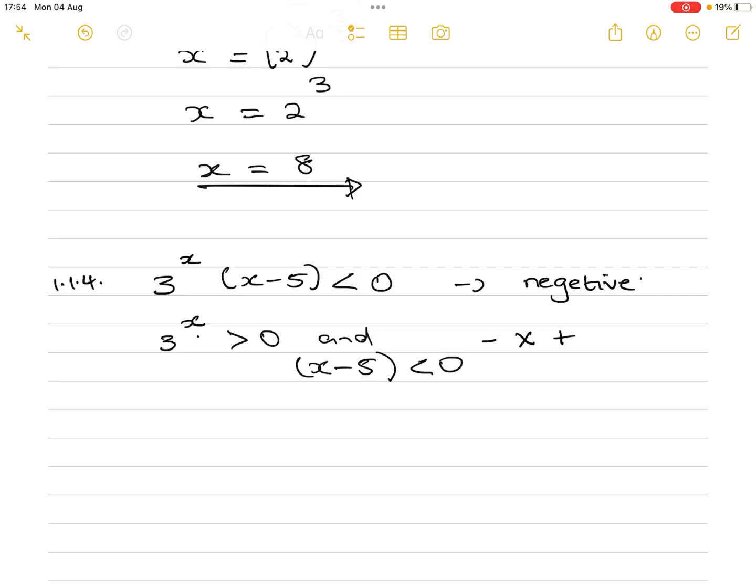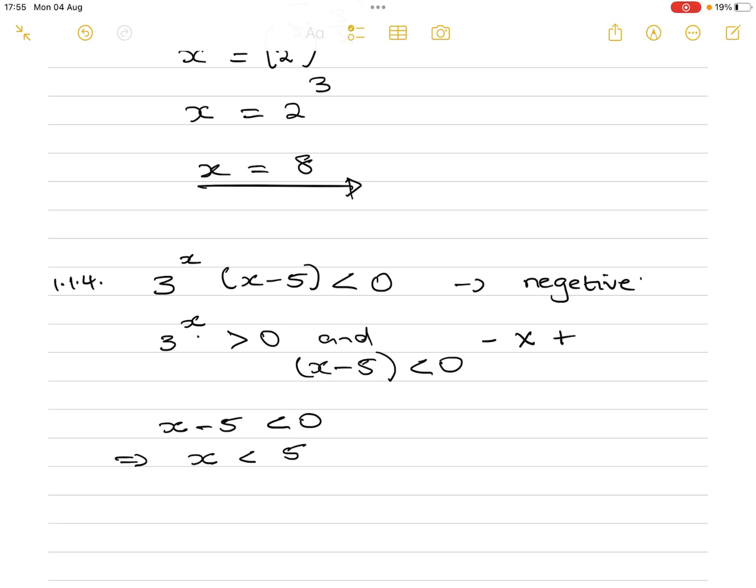What does this mean? It means that when I multiply a positive term by a negative term, that is the only case where I will get a negative sign, which is something that's less than 0. Hence, I will be having x minus 5 less than 0, implying that x has to be less than 5 for this condition to be true.